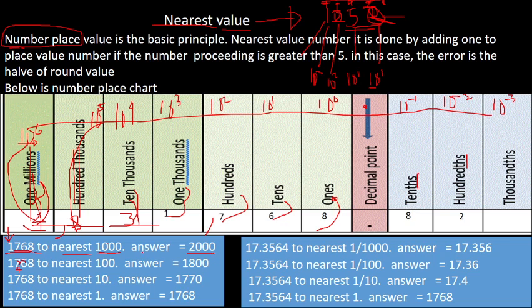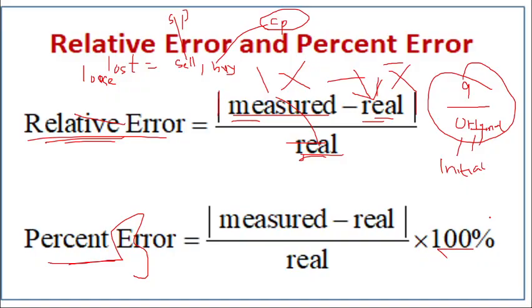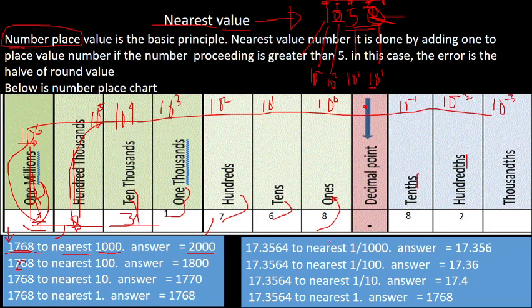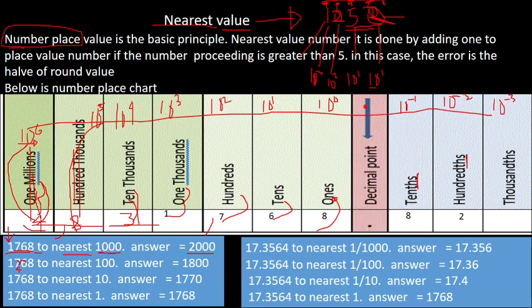Now, what is error? The error is half of the nearest round off. Look at this place. The nearest round off here is what? 1,000. Then the error is equal to what? 1,000 divided by 2, which is 500. That is the error.